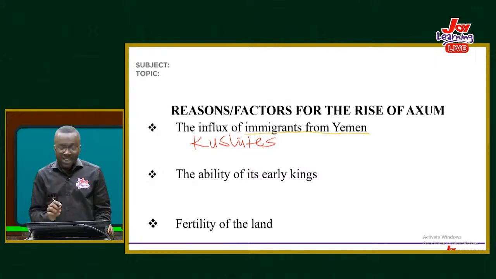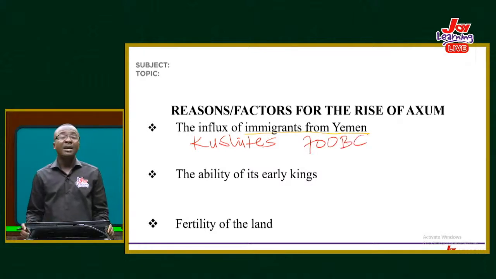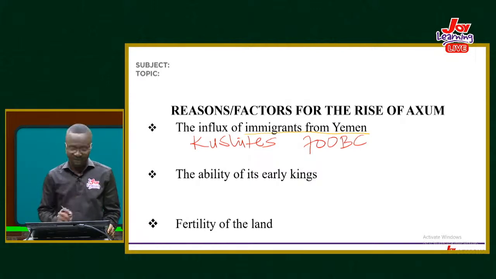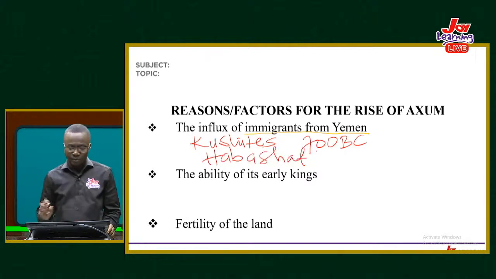Now, by the period 700 BC, as we said earlier, a group of people migrated from a place known as Yemen in Saudi Arabia. They moved from Saudi Arabia, crossed the Red Sea, and came to the highlands of Ethiopia, where they met the Kushite people. These immigrants who came from Saudi Arabia were referred to, or they called themselves, the Habashat. Habashat, as you can see on the board.